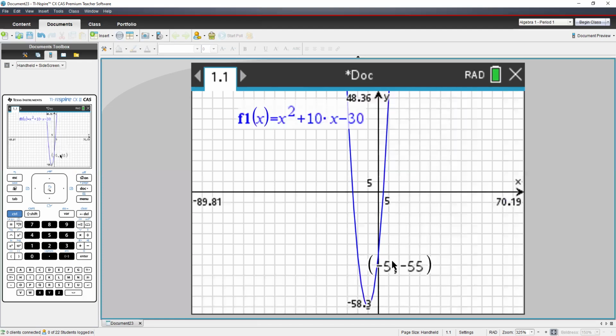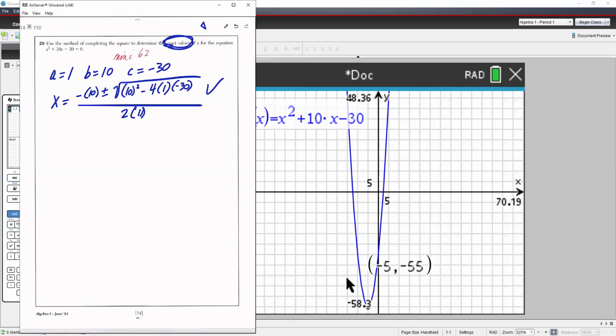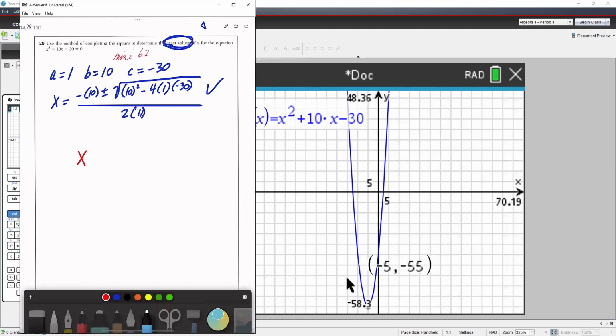So once we got that, since these are integers, we're pretty much done. So I'm going to go to my paper or iPad, and I'm going to write, let me put this in red, x equals negative 5. That's the axis of symmetry, plus or minus the square root of the positive y coordinate. So it's going to be 55. That's your answer. That's it. If you do this, this is 1 point. If you do this, this is the second point. And that's it, guys. You don't need to do anything else.